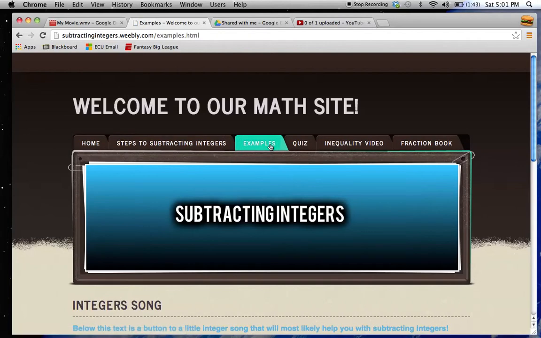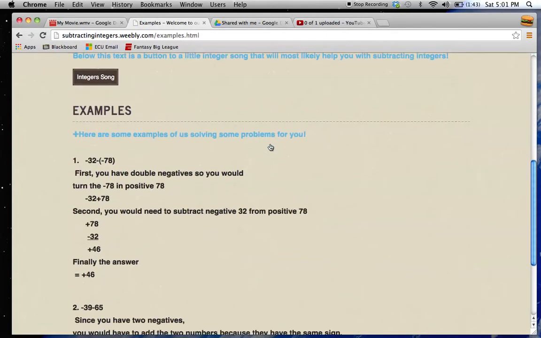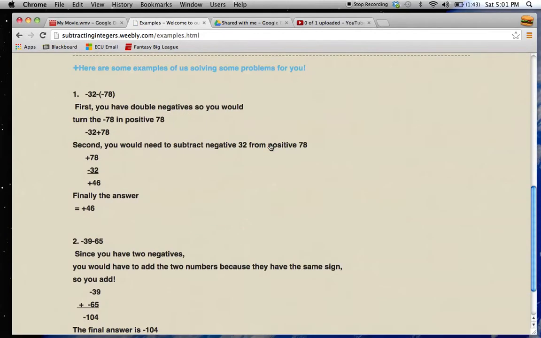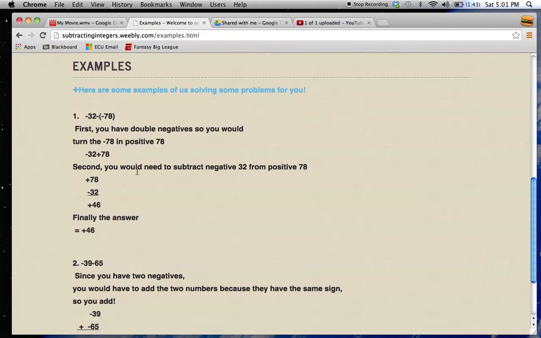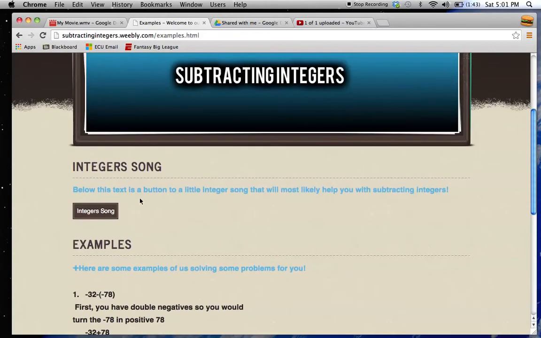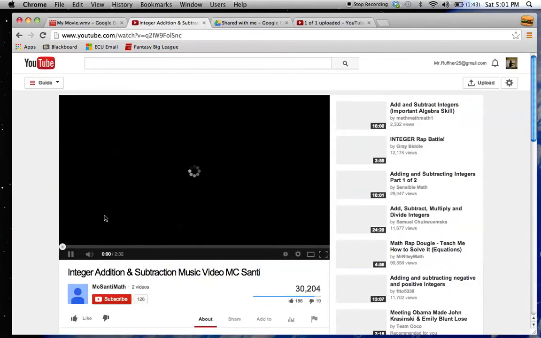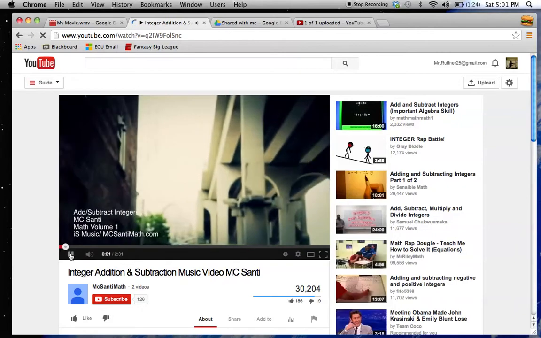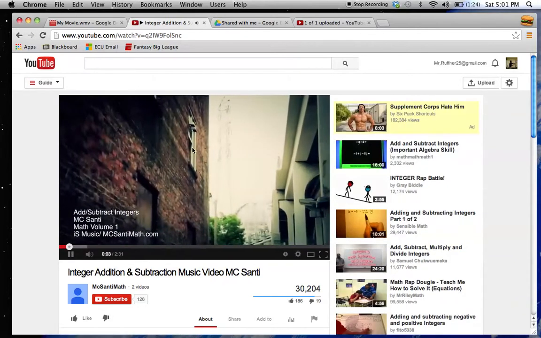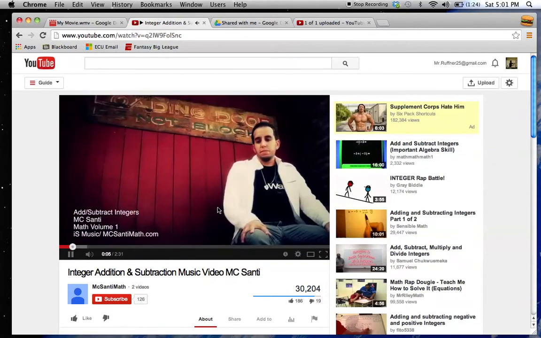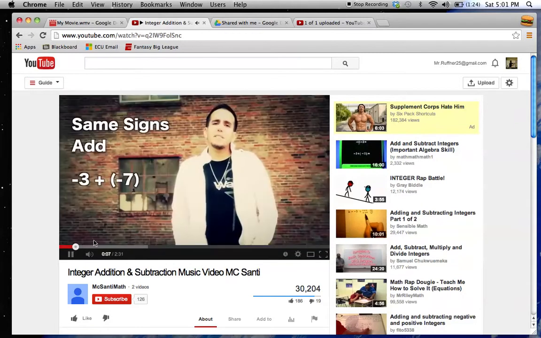Then they've got some examples. They were required to have at least 2 examples, so they've got the work here. They explain how they did it, how they came up with their final answer. Then they also linked an integer song, so you could link YouTube videos to it. And this is a little rap about same signs add, different signs subtract.